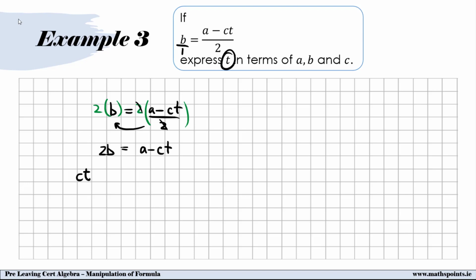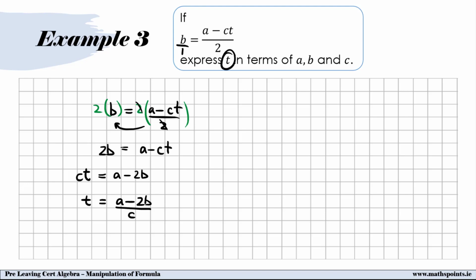I only want t terms on the left hand side, and so I'm going to bring the 2b to the other side. And how do I do that? I subtract a 2b from both sides. If I subtract a 2b from the left hand side, it's gone from the left hand side, and then I have to subtract it from the right hand side also to give me a minus 2b. We're trying to get t by itself, so I'm going to divide both sides of the equation by the term next to the t, which is c. So we have t is equal to a minus 2b over c.